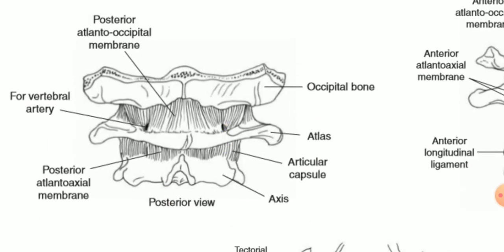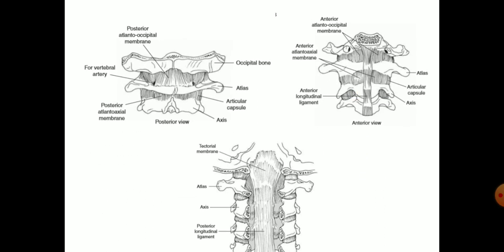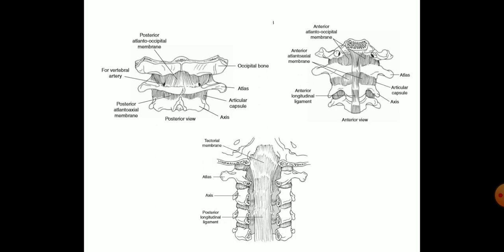So these are the ligaments which you can see. The posterior atlanto-occipital membrane. So all of these ligaments are some kind of extension of the normal cervical ligament or normal spinal ligament. This tectorial membrane is an extension of posterior longitudinal ligament. Posterior atlanto-occipital membrane is an extension of ligamentum flavum. So all of these ligaments are some kind of extension from the long ligaments of the spinal column.